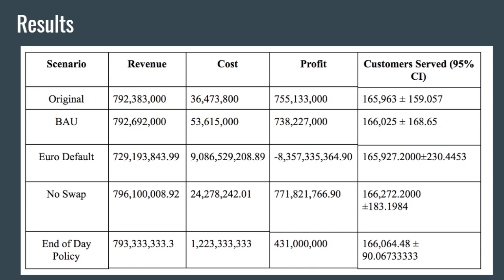To determine the best operational policy for SafeBank, the revenue, cost, profit, and number of customers served were compared for 5 scenarios. The original model setup, business as usual with predetermined initial currency values, when the euros default, when SafeBank loses the option to swap with Global Bank, and a change in policy with CLS.